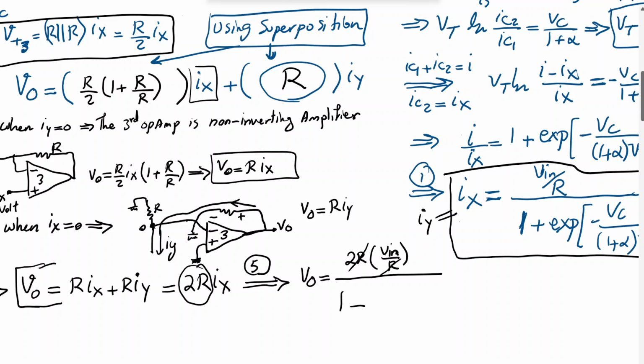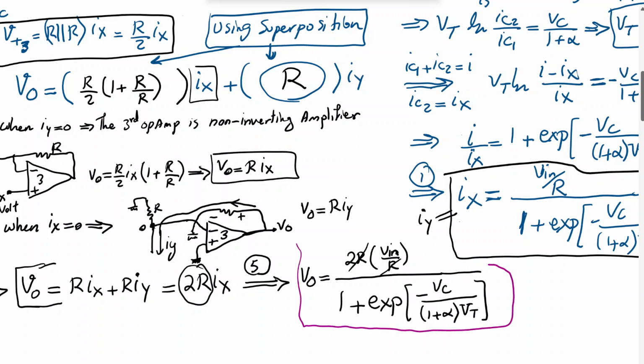And the denominator is 1 plus EXP of minus V control divided by 1 plus alpha times VT, which is the thermal voltage of the PN junction of the bipolar transistor. This is the final equation we found for the output voltage as a function of input voltage, and basically the scale is as we talked about. So the scale is this whole thing with a factor of 2.